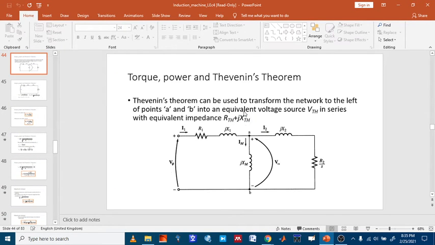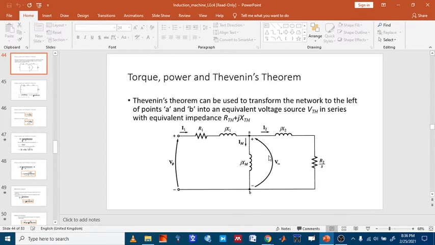This is the VTH from the equivalent circuit. The VTH comes from the general equivalent circuit of the induction machine. According to Thevenin's law, we can convert it into Thevenin's equivalent circuit. You get it? How can we do that? We need to calculate Thevenin's equivalent voltage. The Thevenin's equivalent voltage is the same as the voltage across the magnetizing component.